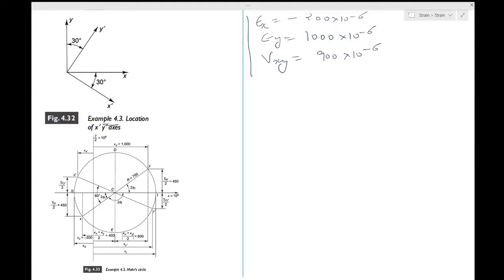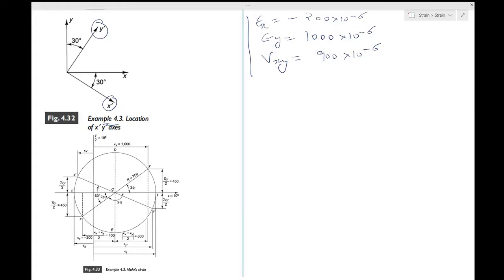So these are the strain values which you have found out, and use the same procedure as for the Mohr circle of stresses, except that tau is replaced by gamma by 2. That factor of 2 you should never forget. You want to find the strain in this new system, which is x dash and y dash. It is rotated by 30 degrees in the clockwise direction.